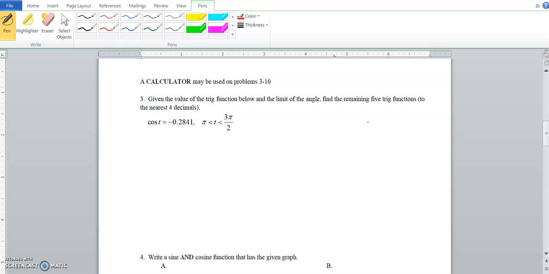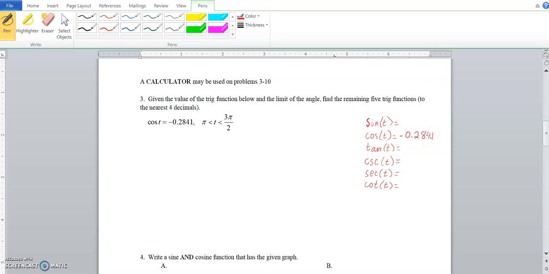So anyways, the first thing I like to do on these, since I have to give all values of the trig functions, I just go over here and I write sine of t, cosine, and I just write all 6 of them out. So I go sine, cosine, tangent, and then each of their respective reciprocals. So we already know cosine of t, so I'm going to write that one in, negative 0.2841.